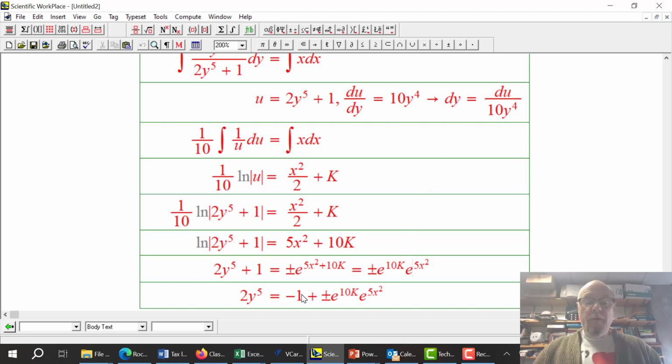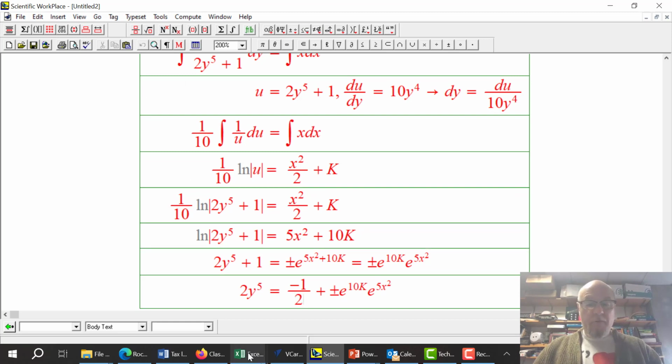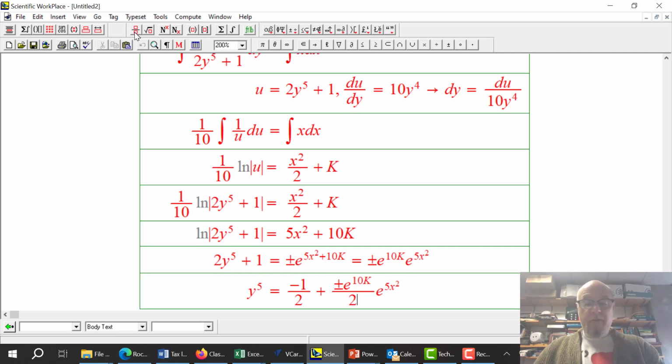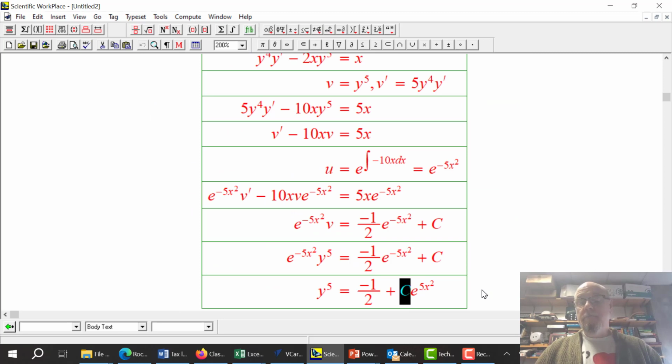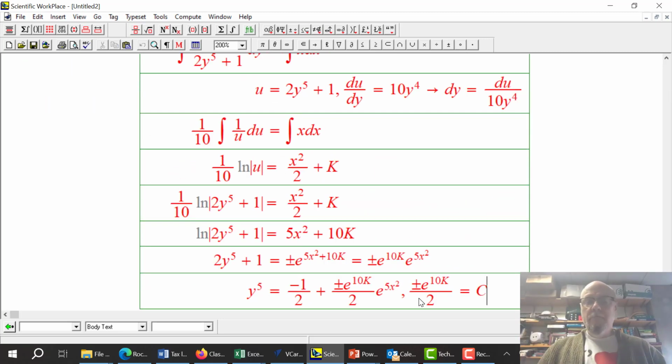I move the 1 over. If I divide everything by 2, I'm going to get minus 1 over 2. This constant divided by 2, so this constant is in the same spot as this c. So that's my c from solving it the Bernoulli way.